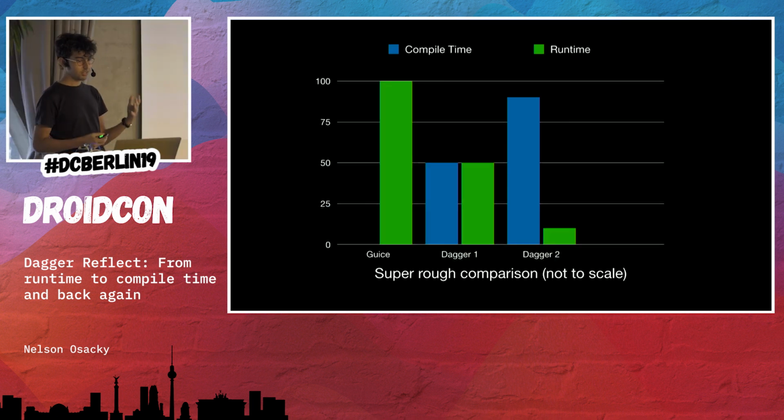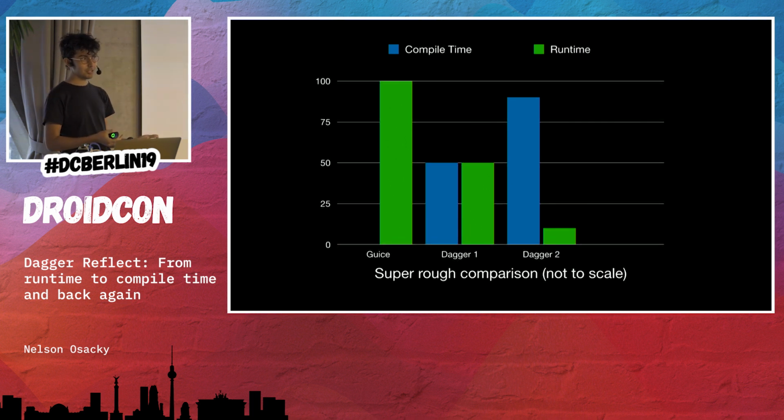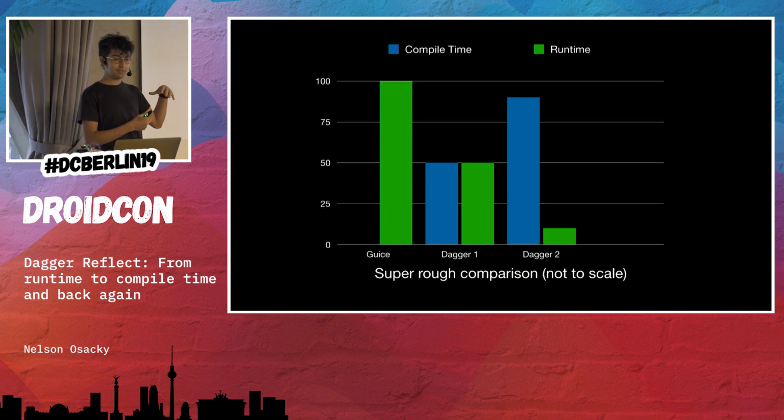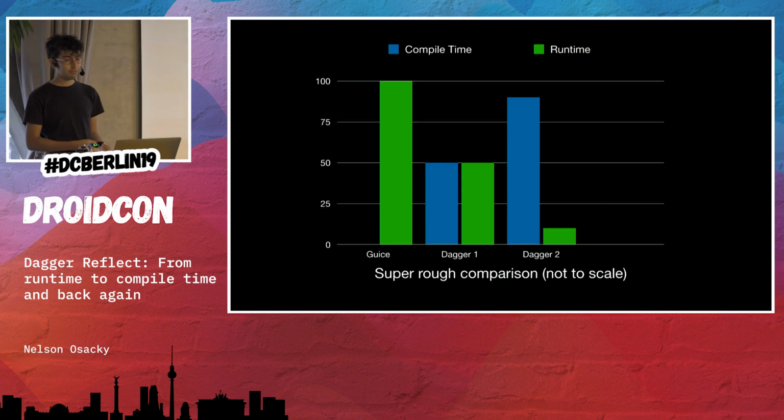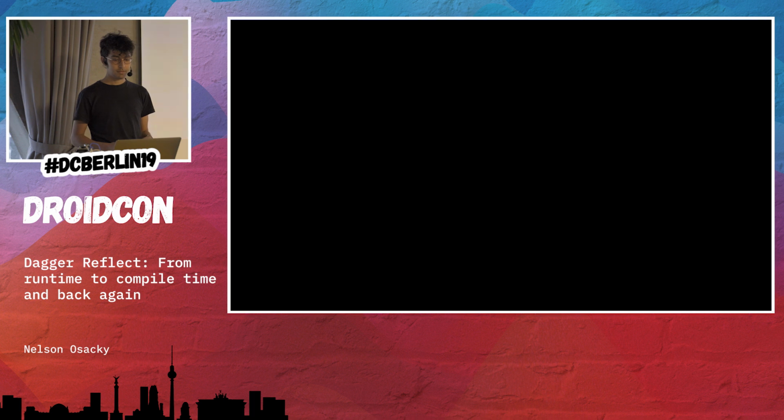And so here you can see a super rough comparison. This is not like a real comparison. You can't compare runtime and compile time because runtime is in the order of seconds, compiles are in the order of minutes sometimes. So it's just a percentage. Guice was doing everything at runtime. Dagger 1 started doing some things at compile time, some things at runtime, and Dagger 2 does almost everything at compile time. So what's the problem with that?